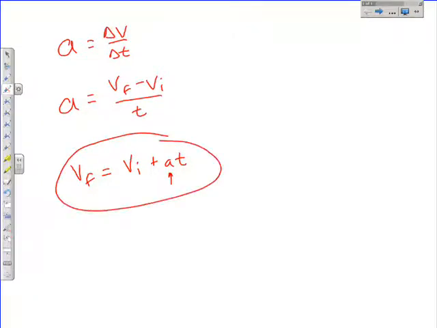Are they always numbered this way? No, it's just the first one I derive. Okay, so there's our first one.